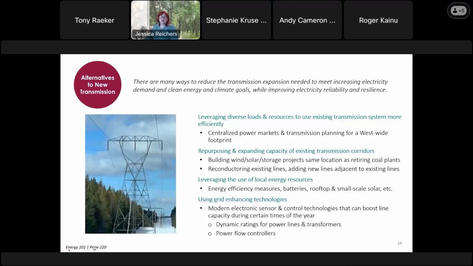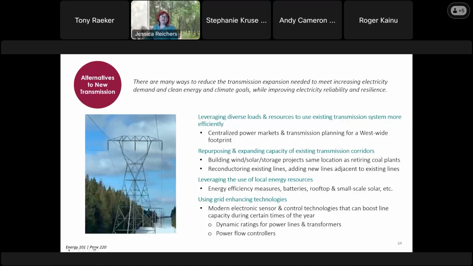Third, grid operators can leverage the use of local energy resources to reduce the need to deliver as much electricity from faraway generators to the load centers. Local energy resources can include things like energy efficiency, which reduces our overall demand, or demand response, which can help things like water heaters and thermostats and even EV chargers slow down or even stop temporarily when there's a high peak load need. And finally, operators can use grid enhancing technologies, which are often called GETs for short.